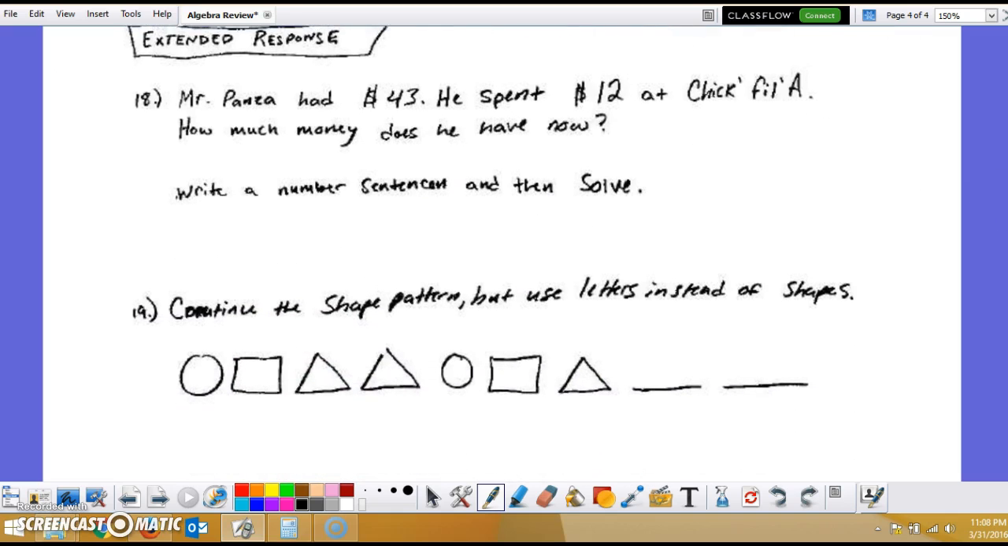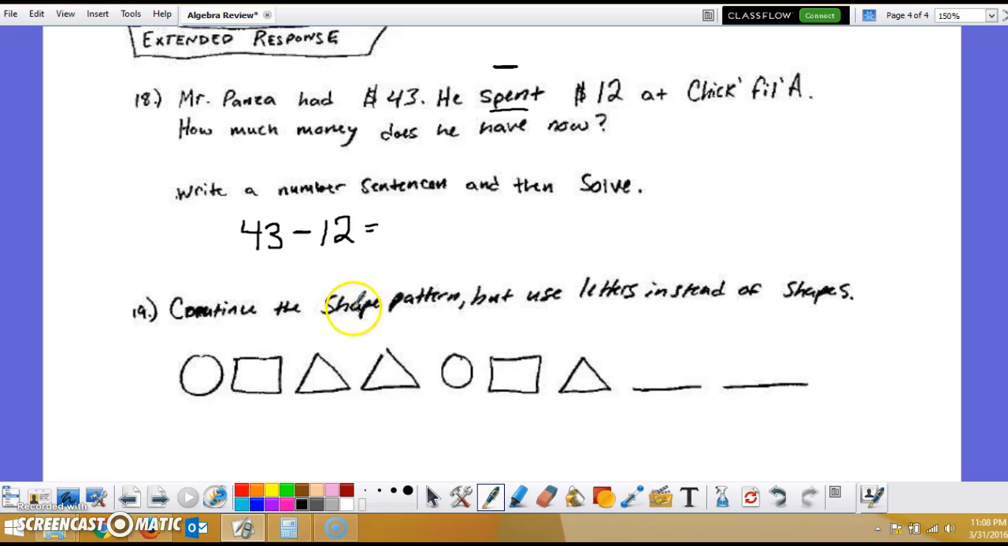Finally, I've reached the last two questions. If I have a word problem, like this one, I can create a number sentence to help solve the problem. If I had $43, but I spent $12 at Chick-fil-A, how much would I now have? I have to take what I know. Mr. Panza starts out with $43. It says that I spent money, which tells me that I'm going to subtract. I put that operation in there, and 12 is what I'm taking out. It needs to give me my total. And this one I could just plug in and solve.